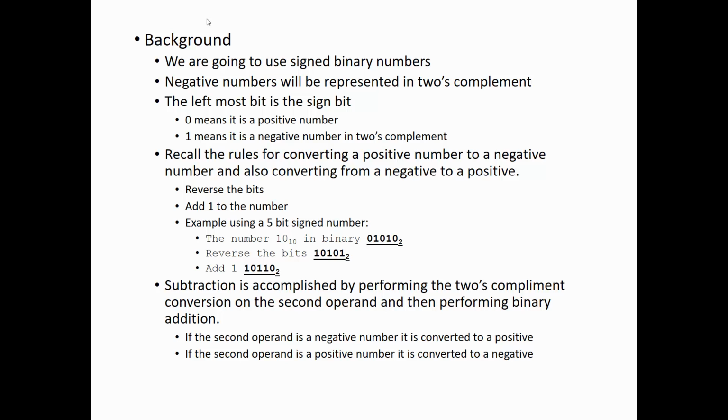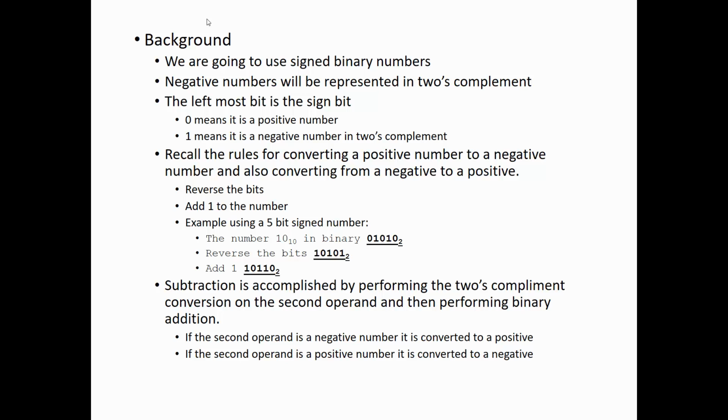Looking at a signed integer, you look at the leftmost bit. If the leftmost bit is 0, it's a positive number. If it's 1, it's a negative number, and it's represented in two's complement. I'll go over two's complement right now. Recall the rules for converting a positive number to negative, or a negative number to positive. It's the same. The first thing you do is you reverse the bits in the number, and then you add 1 to it.